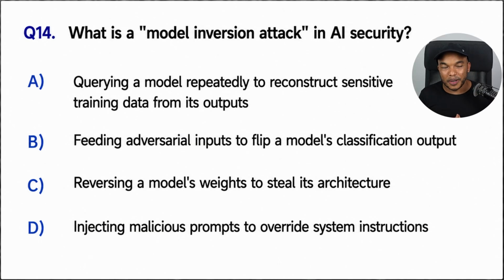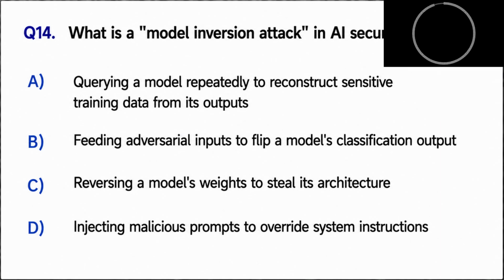Question number 14, the penultimate question. What is a model inversion attack in AI security? Is it A, querying a model repeatedly to reconstruct sensitive training data from its outputs? Is it B, feeding adversarial inputs to flip a model's classification output? Is it C, reversing a model's weights to steal its architecture? Or D, injecting malicious prompts to override system instructions? Good luck. Your timer begins now.